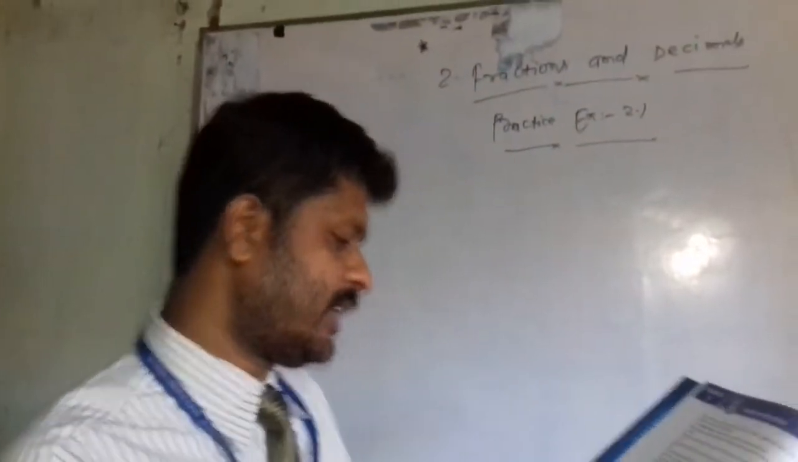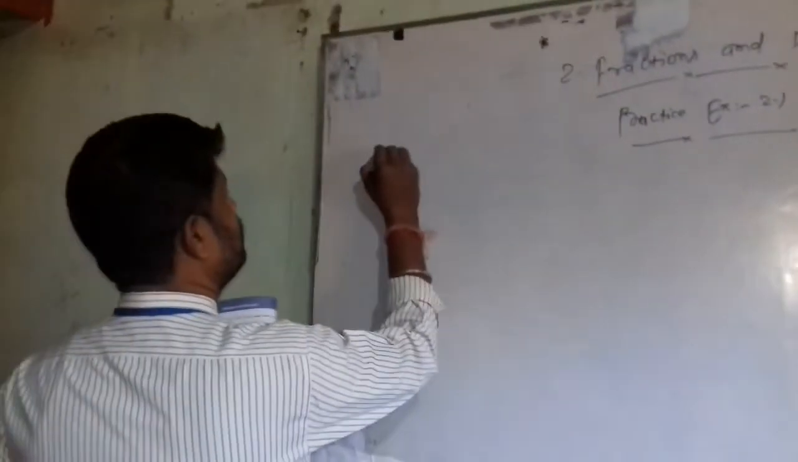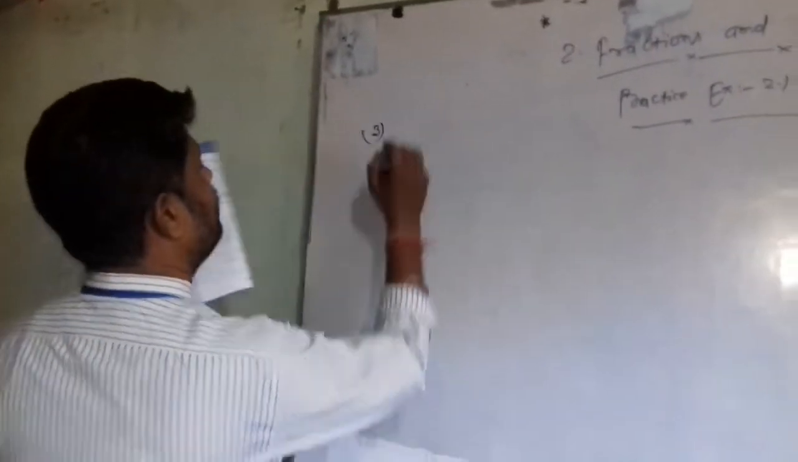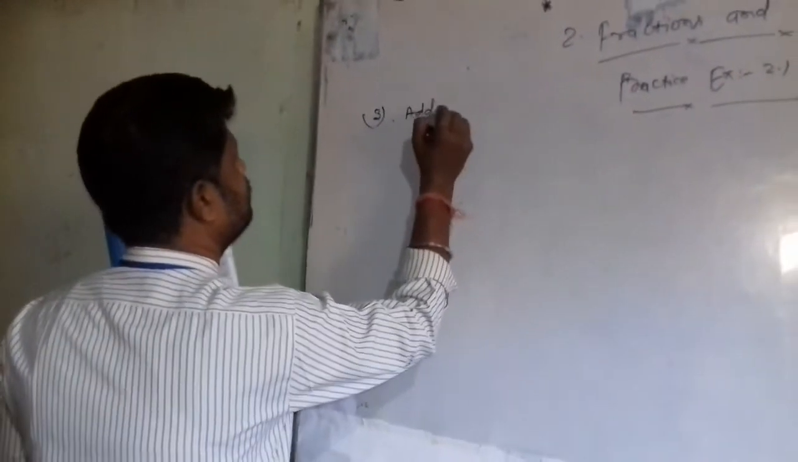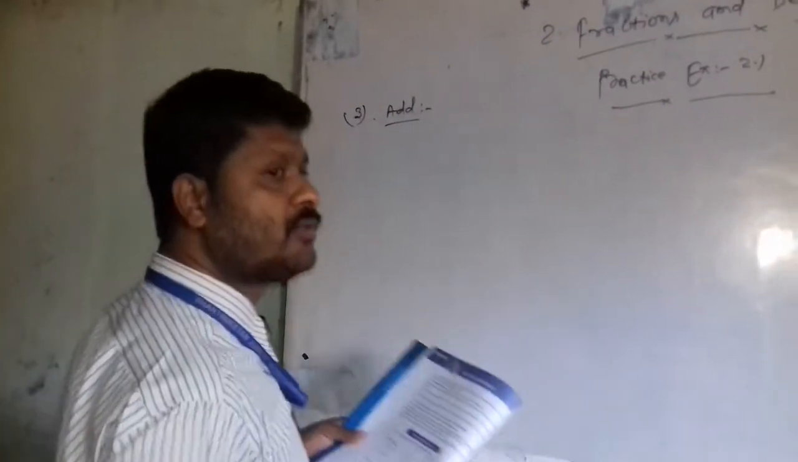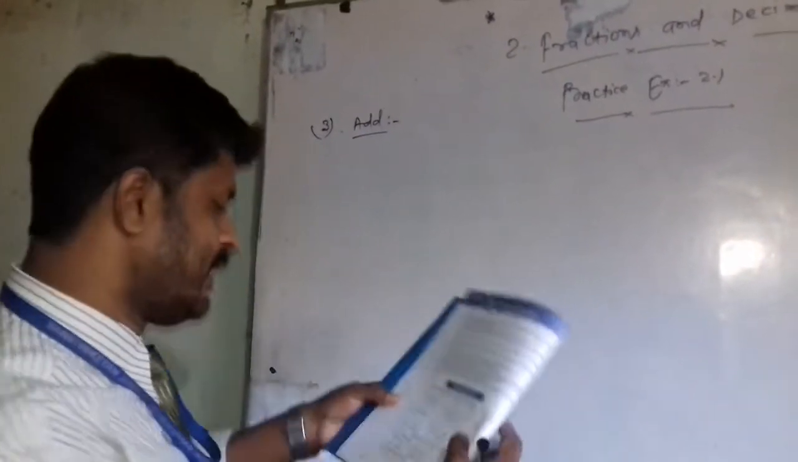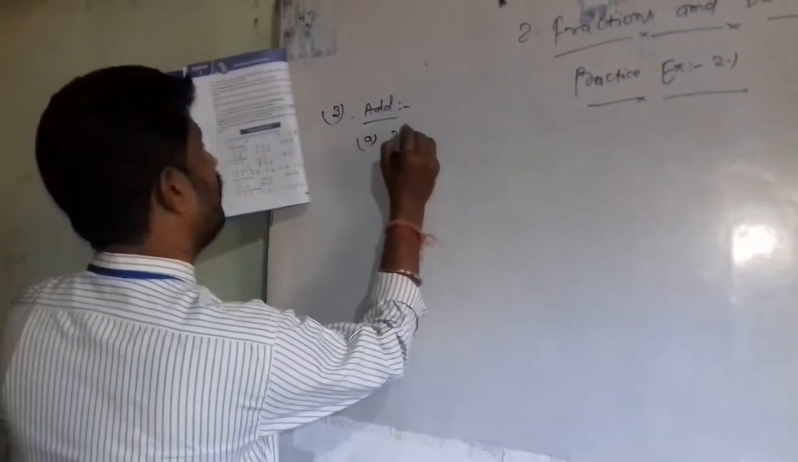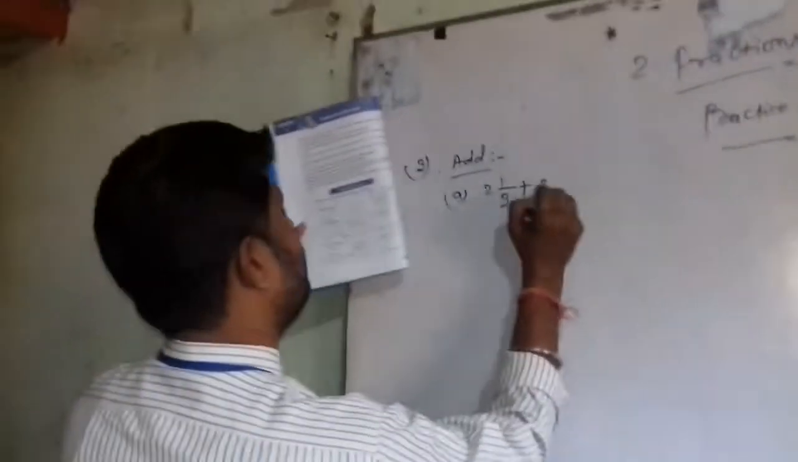Discuss question number 3. Question number 3, add the following. ये आपका 3 नंबर क्वेश्चन जो है वो भी आपका ऐड है. That means 2 whole 1/3 plus 3 whole 1/4.